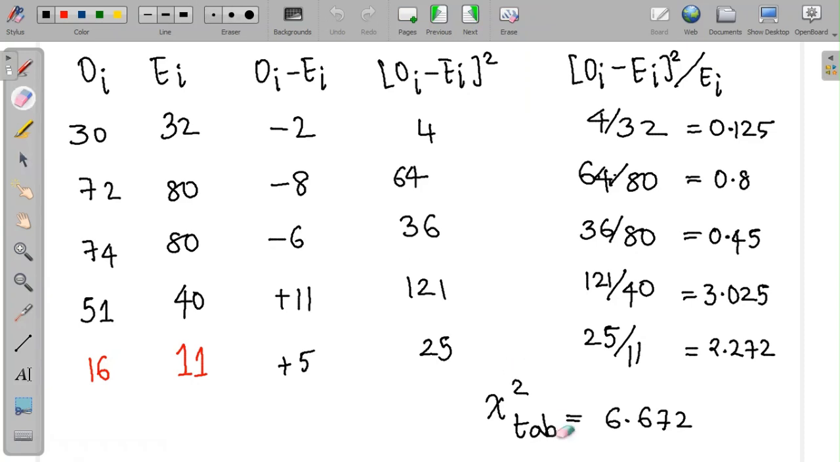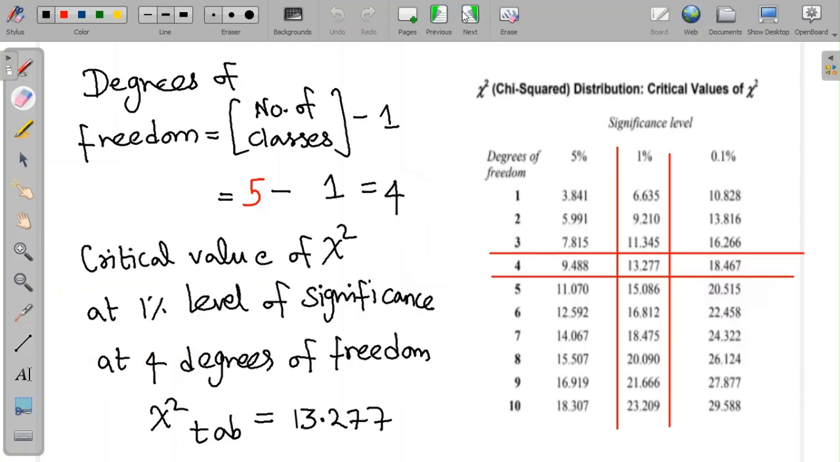This is the calculated value, not the tabulated value here. So the calculated value is 6.672. Now we compare this with the tabulated value at 4 degrees of freedom. Remember, it's not 6 minus 1, it's 5 minus 1. We have clubbed the last 2 classes. So that's 5 minus 1, at 4 degrees of freedom and 1% level of significance.